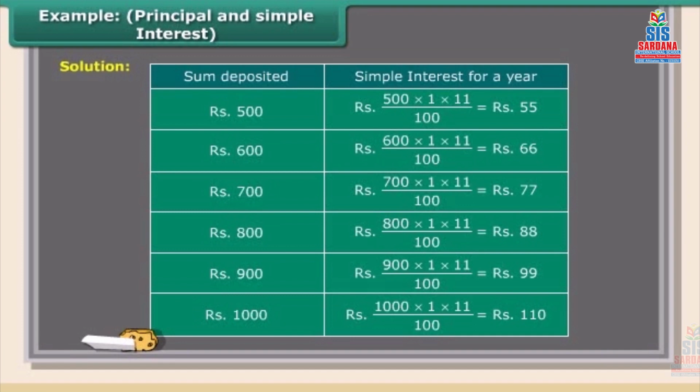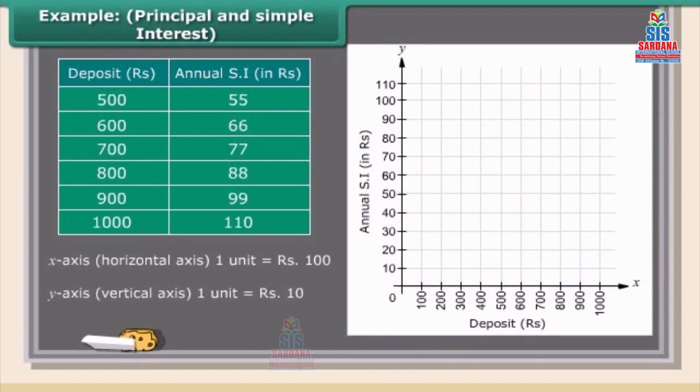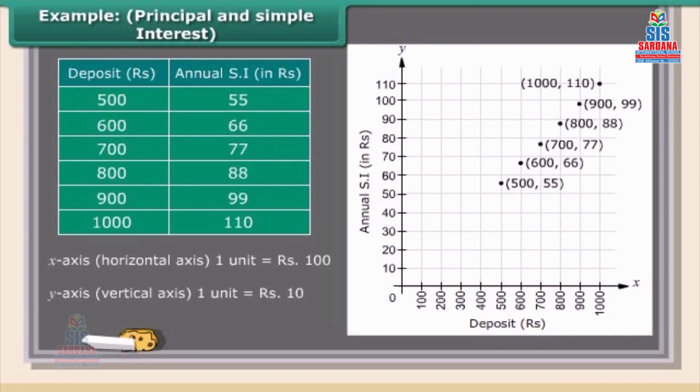Solution. A. Mark the deposit in rupees on the x-axis, horizontal axis, with 1 unit equal to rupees 100. B. Mark annual simple interest in rupees on the y-axis, vertical axis, with 1 unit equal to rupees 10. C. Plot the points (500, 55), (600, 66), (700, 77), (800, 88), (900, 99), (1000, 110). D. Join the points.